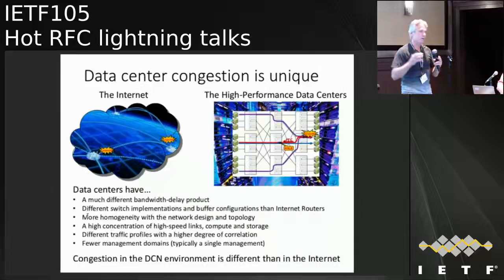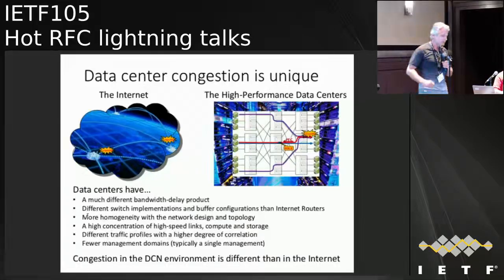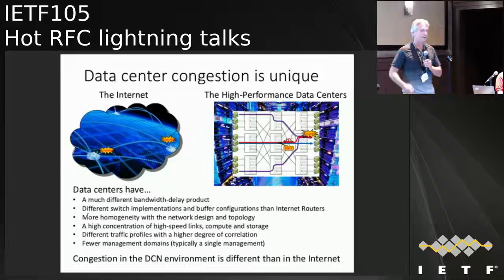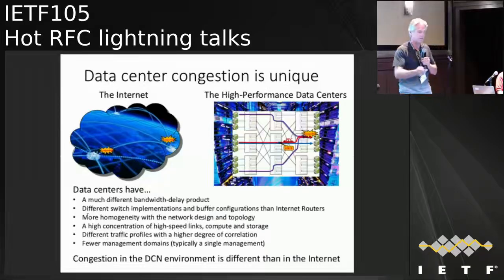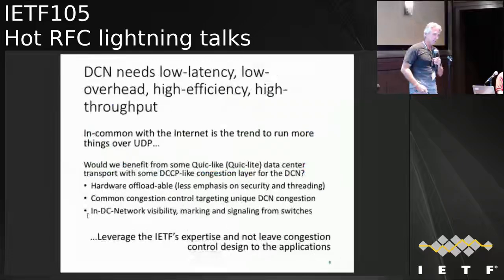Servers and storage are all in close proximity. A lot of the traffic profiles are well known, highly coordinated, correlated, and typically they're managed by a lot fewer people under a single management domain. So all this means that the environment in which data center congestion control runs is much different than the internet. We do internet standards here, but we also have focused on data center standards, like DC-TCP, as an example. So the data center needs low latency, low overhead, high efficiency, and high throughput.